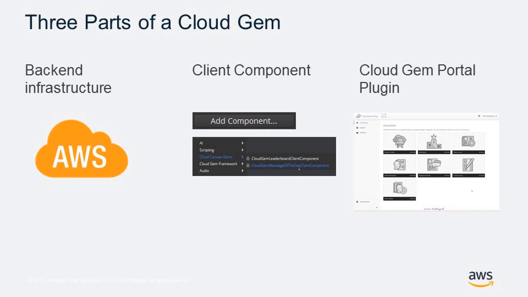There are three parts to a cloud gem. First, the backend infrastructure that's going to be deployed in your AWS account. Second, the client component, which can be attached to any Lumberyard entity to provide access to the backend to that entity. And third, a Cloud Gem Portal plugin, which will be used to manage your backend resources.